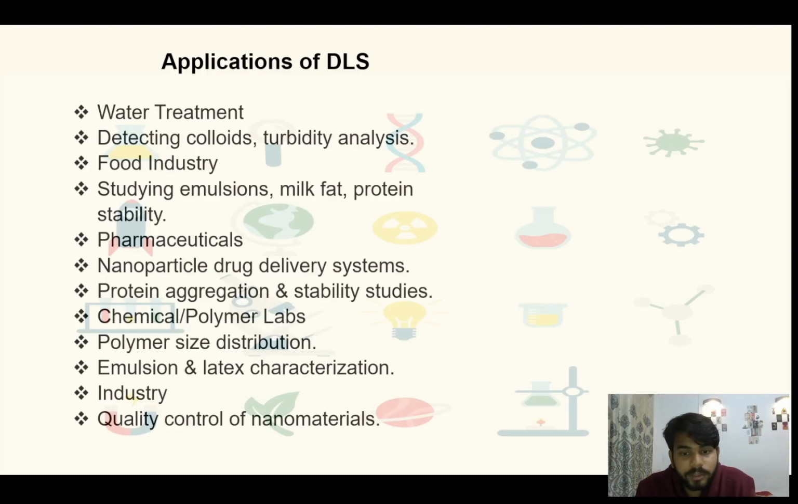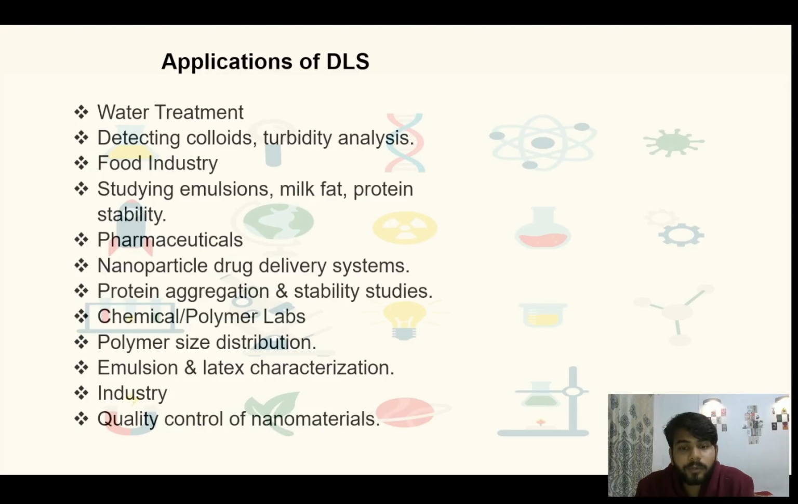And next is food industries. In the food and dairy industries, DLS has become a very valuable tool, especially when dealing with emulsions and dispersions. Many foods are basically mixtures of tiny particles, like milk contains fat droplets, salad dressing has oil water emulsions, ice cream has proteins and air bubbles, and cream and butter have different droplet sizes.